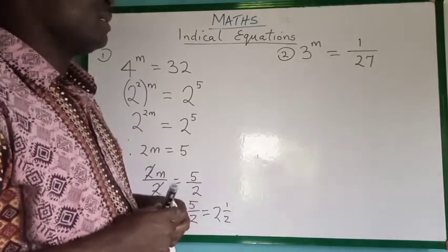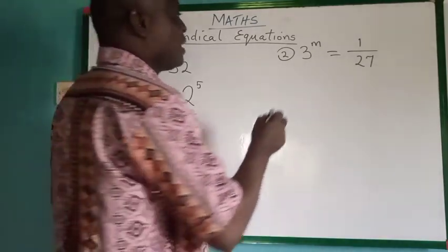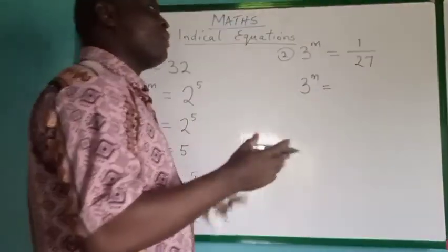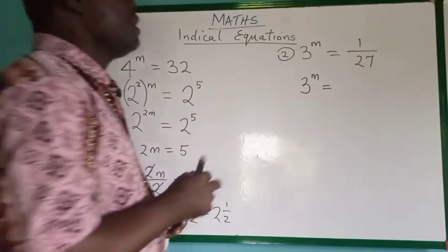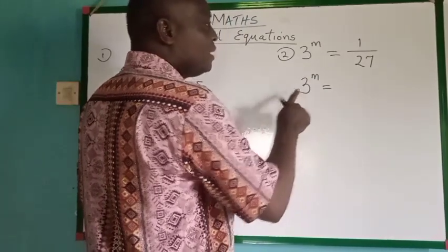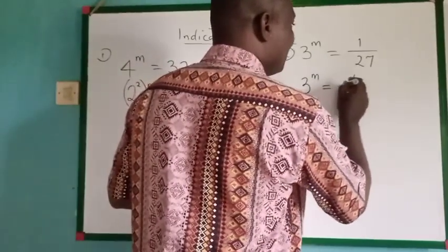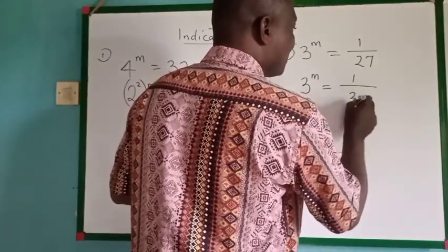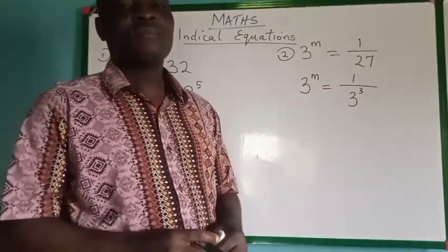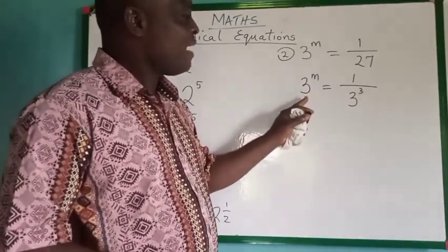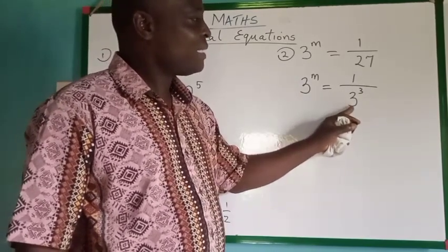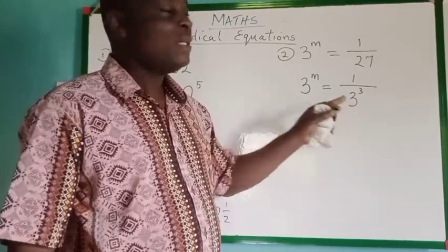So let us look at the left hand side. The left hand side, we can just bring it down as having the same value, equal to. Then what about the right hand side? Can we express 27 to have the same foundation number as 3? Yes. I can then say 1 all over 27 is the same thing as 3 raised to the power 3. 27 is the same thing as 3 raised to the power 3. So you can see that we have the left hand side having foundation number 3, and the right hand side is also having foundation number 3.